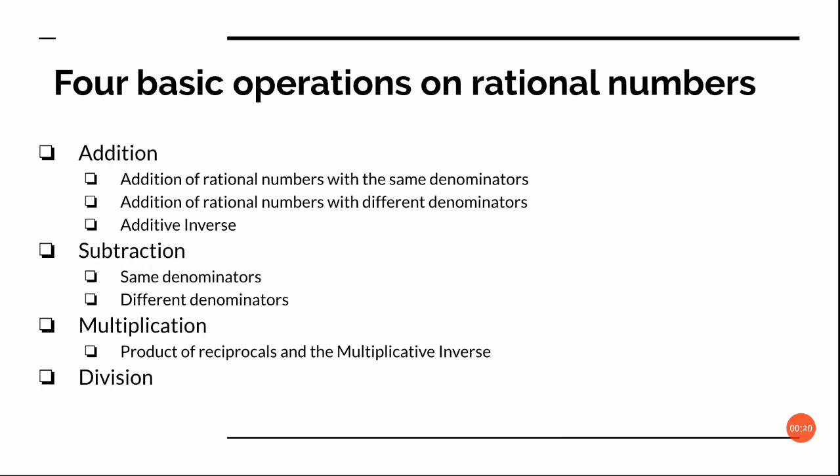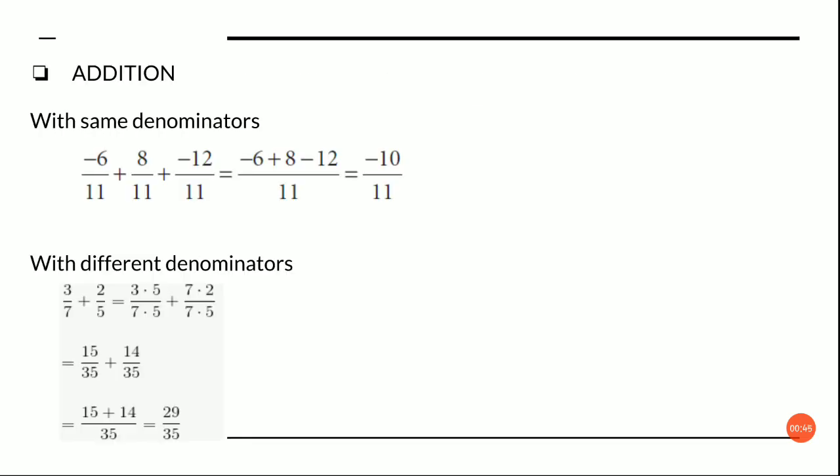So in addition we are going to see how to add rational numbers which have the same denominators, and also numbers which have different denominators. And additive inverse we have already learnt in the property of integers. Do you remember additive inverse? Okay, we'll see that later. Then the same thing we are going to see for subtraction, multiplication and division. Shall we begin with addition?